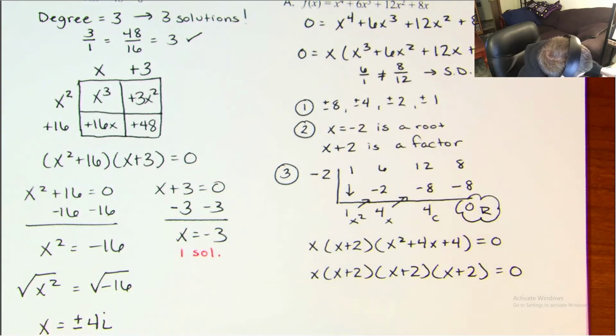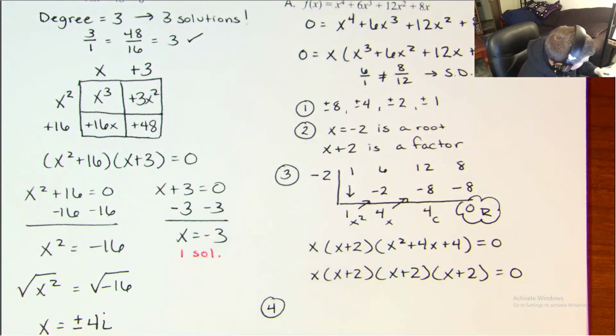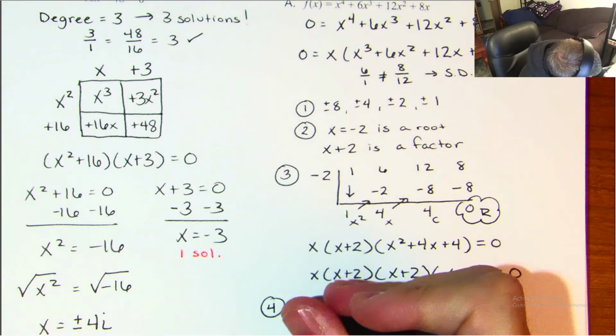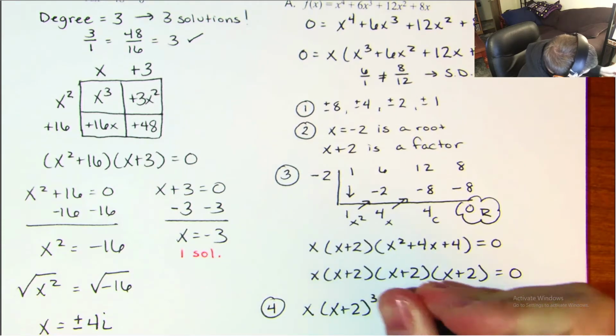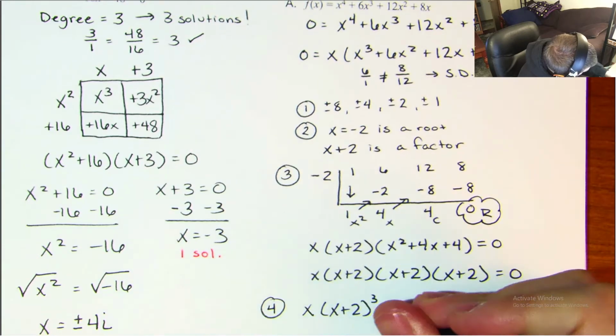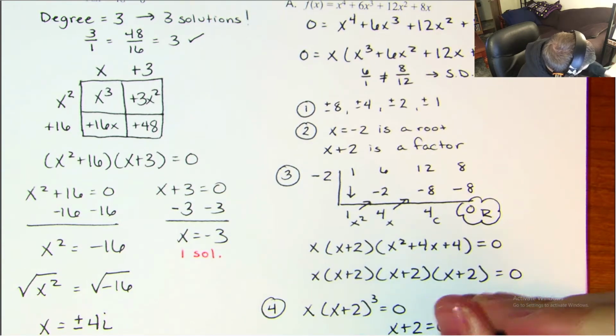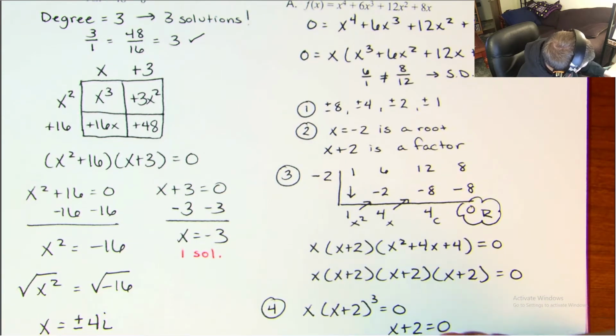Okay, and then lastly, we can find solutions. So this is repeated, so we can just go x times x plus 2 cubed. All right, and so that means x is equal to 0, or x plus 2 is equal to 0, which means x is equal to negative 2.